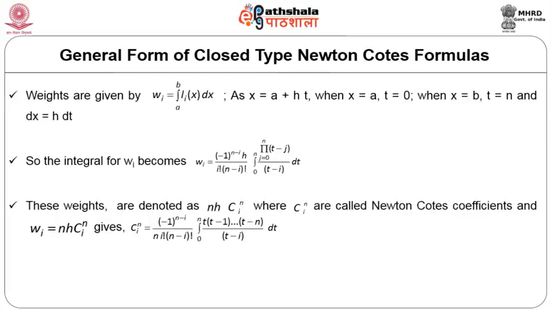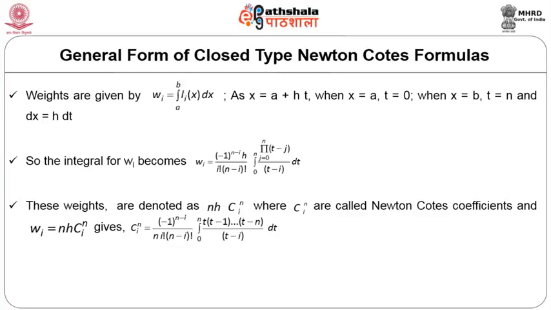So our wi's are given by the integral from a to b of li(x) dx, and that lets us simplify it. Substituting x = a + th, when x is a, t is 0, when x is b, t is n, and dx becomes h dt. The power of h has already cancelled, so one h we get outside.